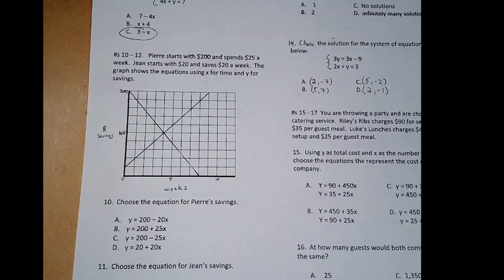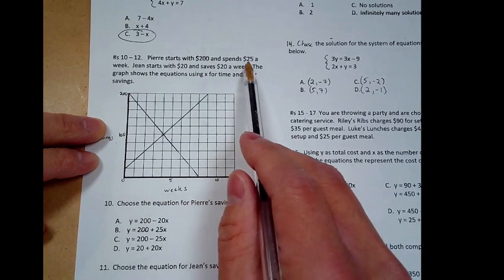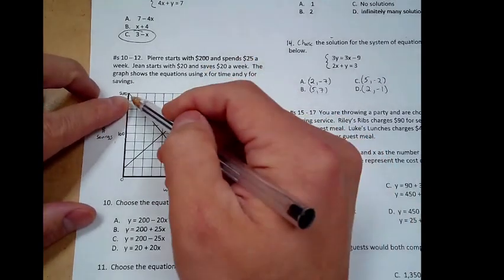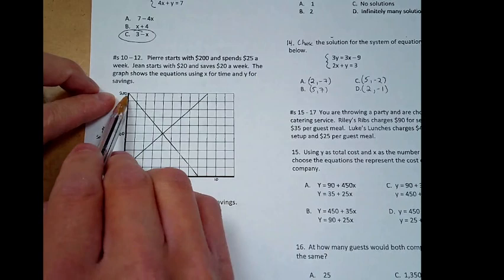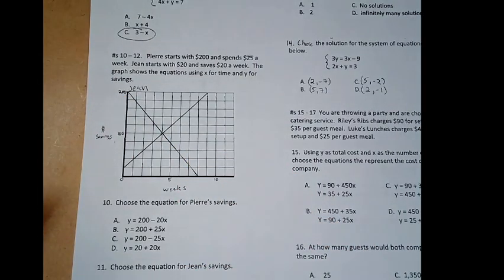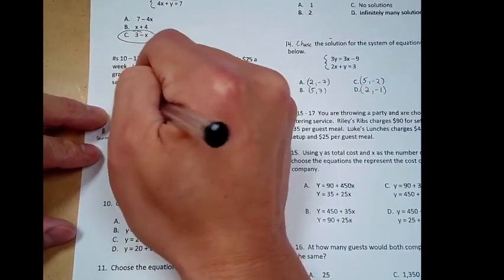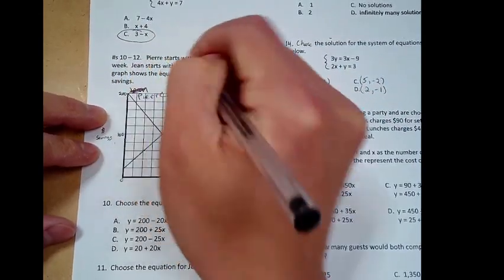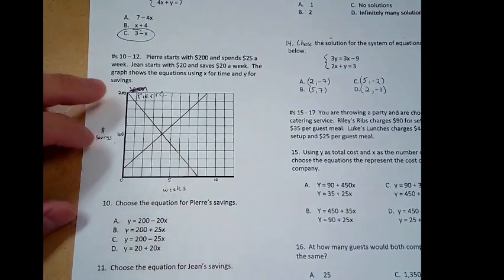So Jean starts with $200 and then spends $25 a week. Alright, so this one must be Jean. She starts with 200, okay, and then spends $25 a week. So she's losing money, right? $25 a week. Okay. And then starts, oh no, that's Pierre, sorry. So this is Pierre. Starts with 200, spends $25 a week.